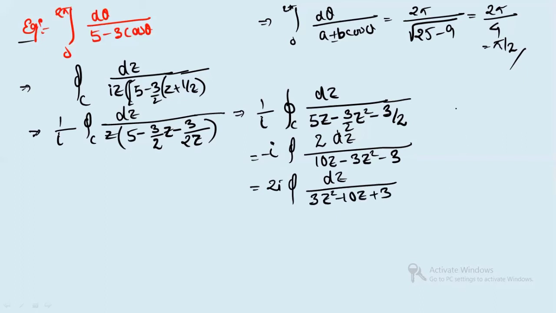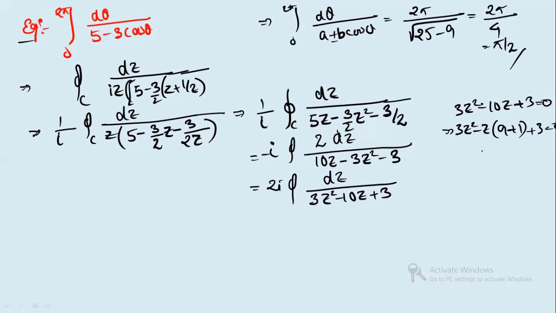Now you will do the middle term splitting. So 3z square minus 10z plus 3 equals 0. This will give you 3z square minus 9z minus z plus 3 equals 0, since 9 times 1 is 9 and 9 plus 1 is 10. So 3z will be common, and it will be (z minus 3)(3z minus 1).